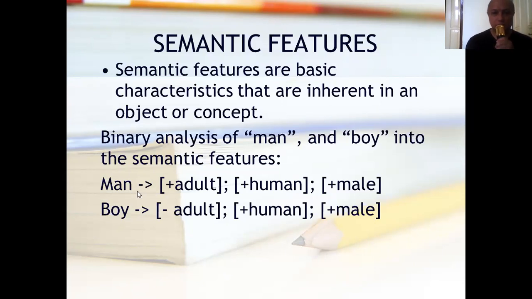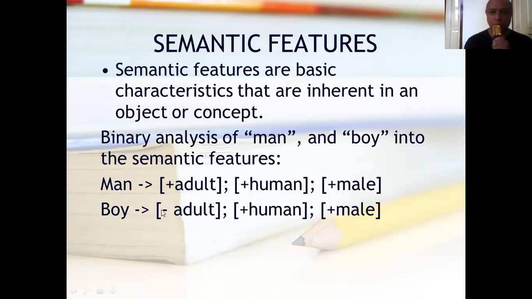So if there is the word man, we do the binary analysis, and we have man is adult. That's why you have a plus sign here, which means that man is adult. Man is human. That's why you have a plus sign here. And it is male. That's why we have a plus sign here. So man is adult, human, and male.